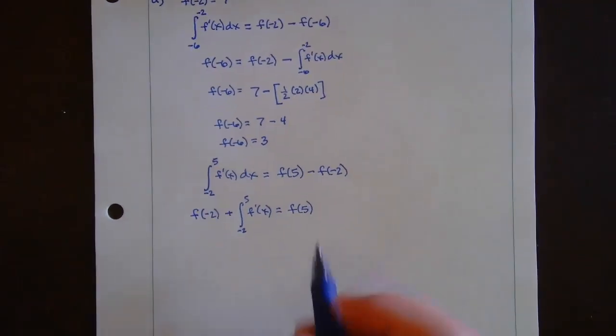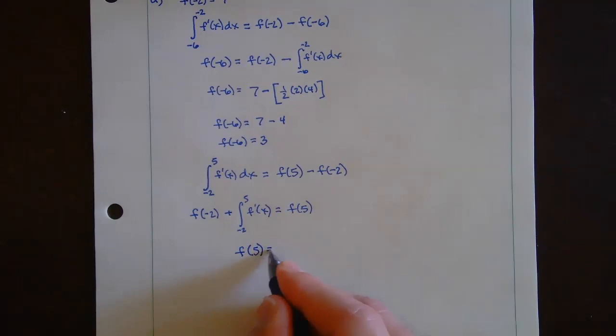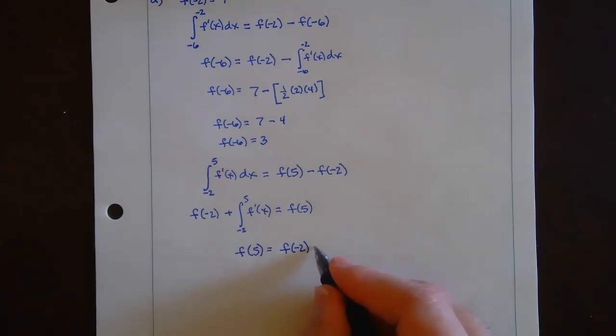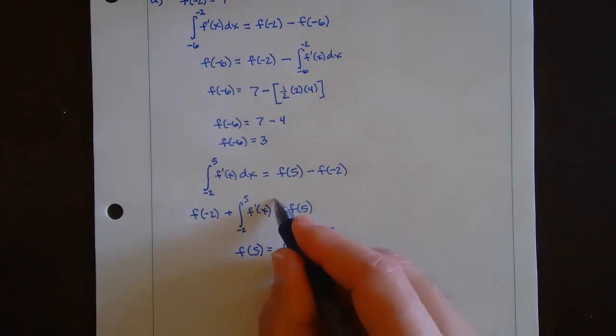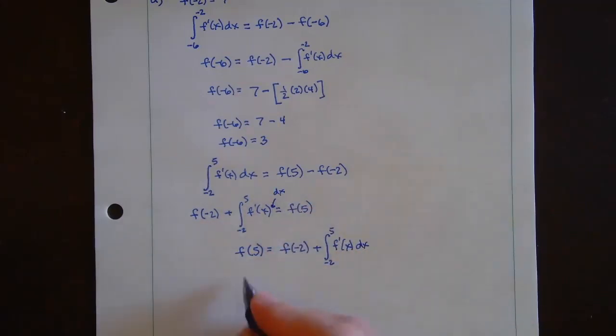This just bothers me, this is just me: I want f of 5 to be on the left side, so I'm just going to rewrite it. I probably wouldn't do this if I was taking the AP exam, just because of time. So f of 5 is equal to f of -2 plus the integral from -2 to 5 of f prime of x, and I forgot my dx right here, so there should be a dx. Now I know f of 5 is equal to f of -2, which we know is 7, plus the integral. Whoops, I'm going to actually figure it out, so let me take the integral symbol off. Sorry about this, guys.